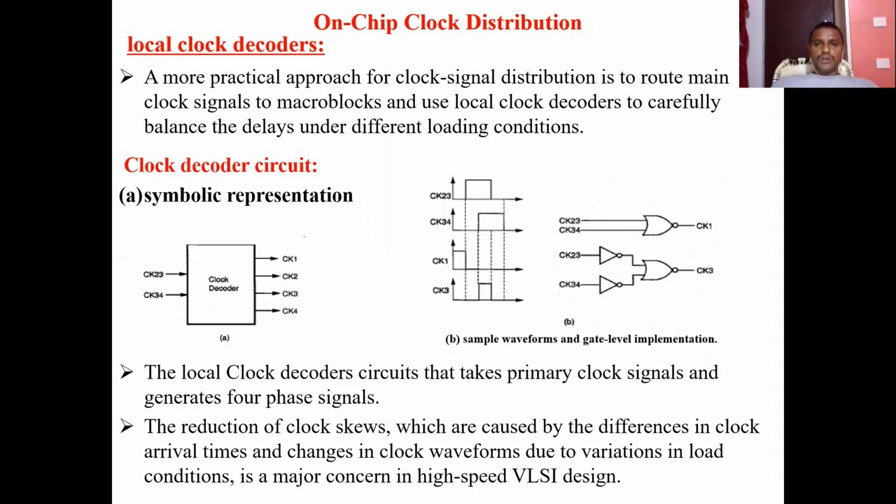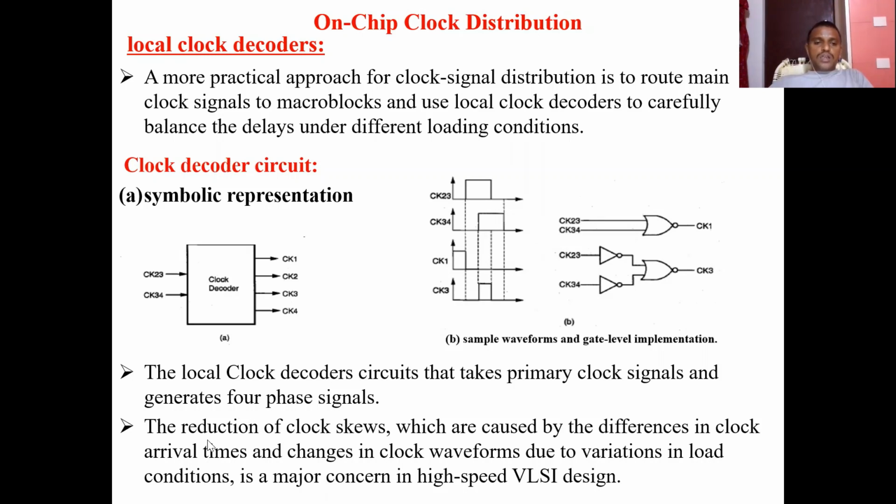That is very important here: the 4 clock signals are not overlapping. You can observe in this diagram, and this is the circuit used to generate those clock signals. If you observe, at any point, any two of the generated clock signals cannot overlap. That is the importance of these local clock decoders. They will distribute the clock signals on the chip. So this is another distribution point.